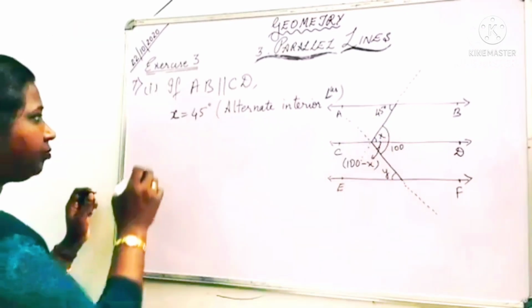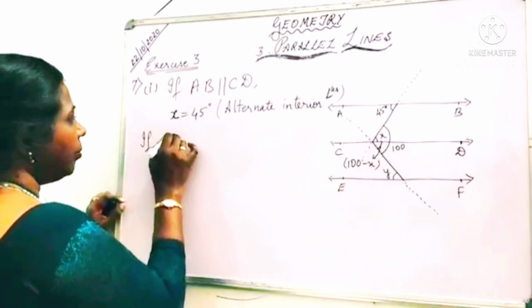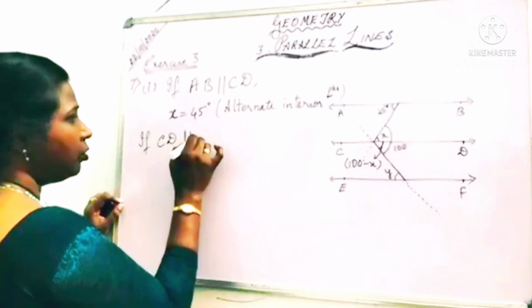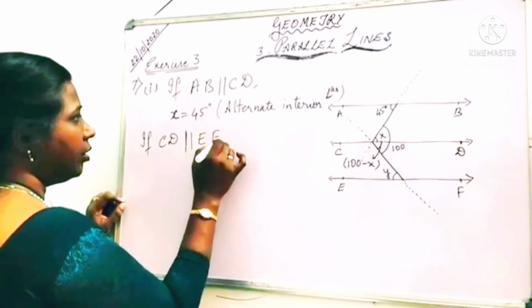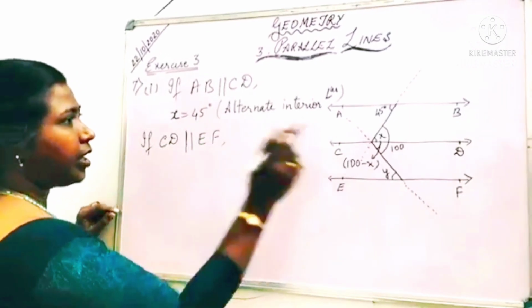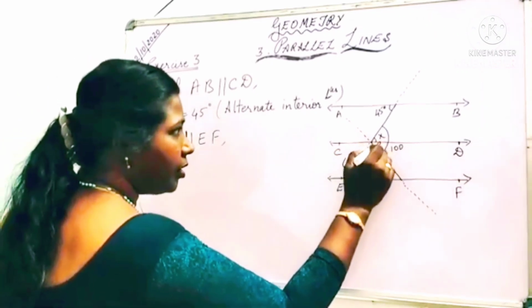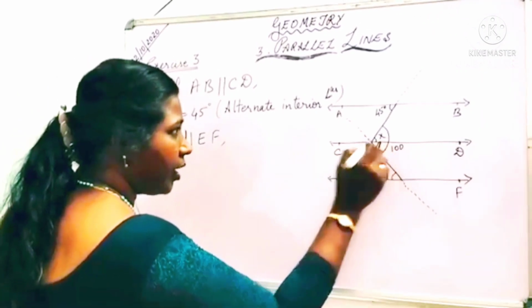Got it, students? If CD is parallel to EF, then what happens? Then I can write this angle. Are you able to understand this angle? This angle I am finding out.